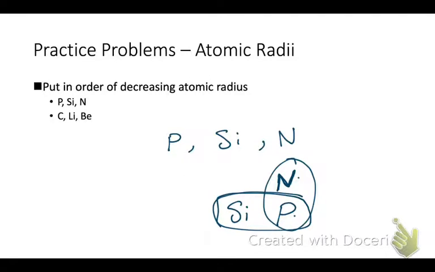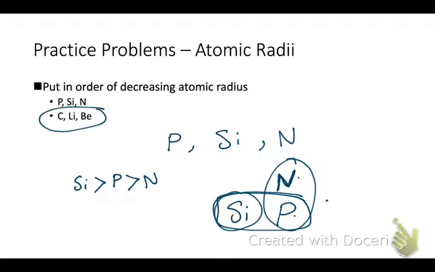And between these 2, who is smaller? Well, clearly, when we go across the period, the size does decrease. Phosphorus is smaller than silicon, and nitrogen is smaller than phosphorus. So if I am putting them in order of decreasing atomic radius, the largest is silicon, followed by phosphorus, then nitrogen. Nitrogen will be the smallest.